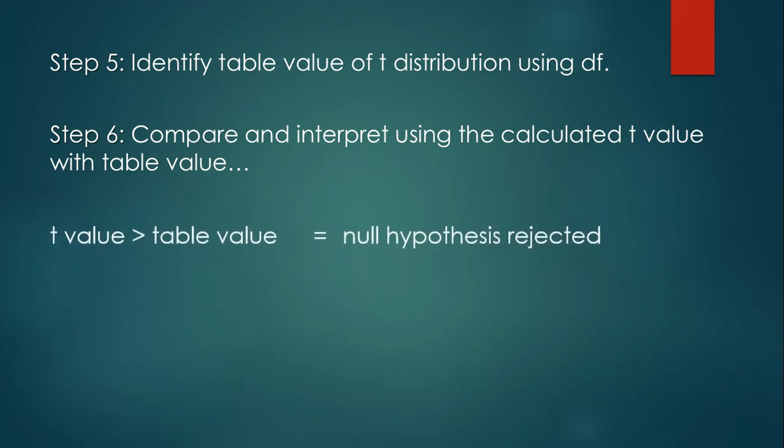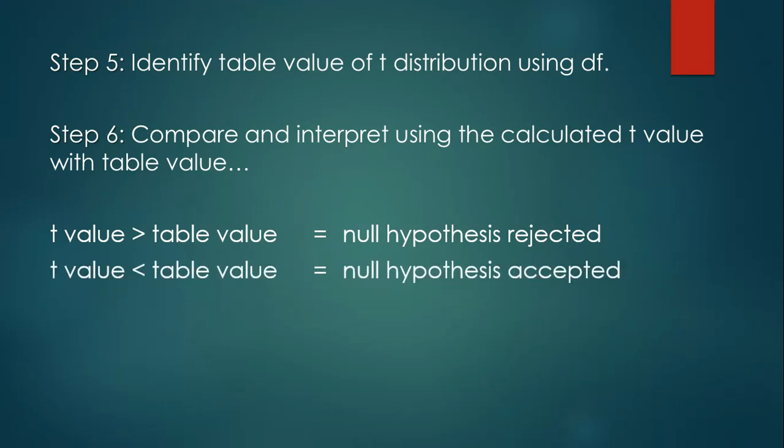So here, if the t value is higher than the table value, that indicates null hypothesis rejected and alternative hypothesis accepted. If the t value is less than the table value, null hypothesis will be accepted and the alternative hypothesis will be rejected. Let's move on to exercise question.